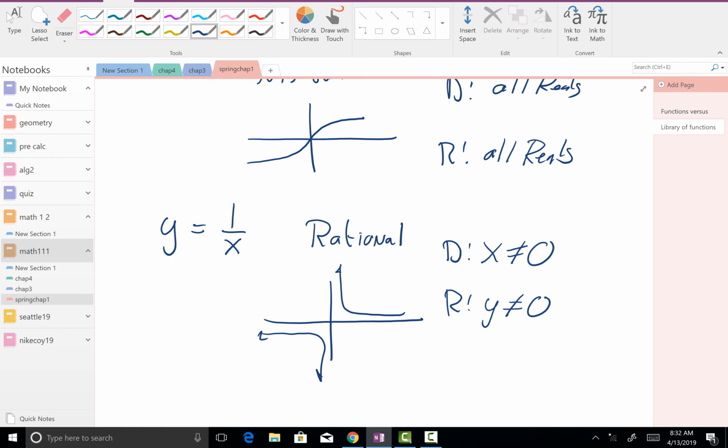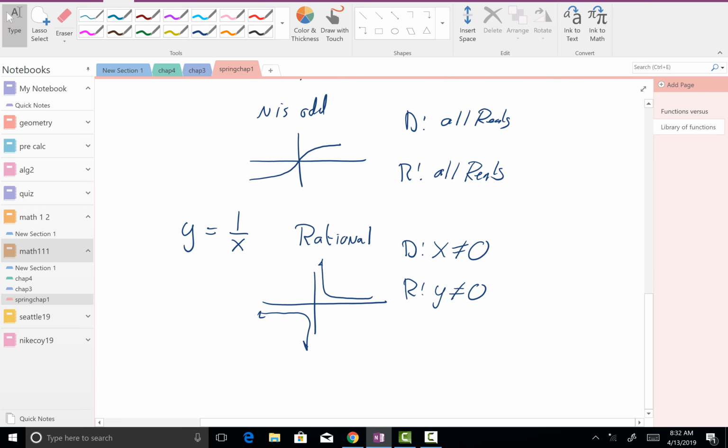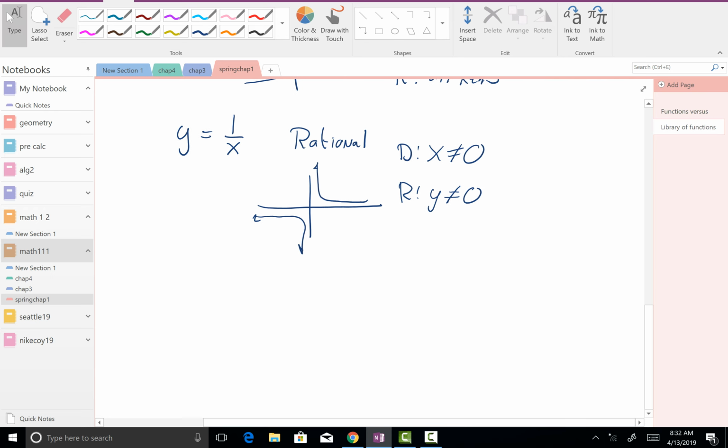All right, so let's see. Powers. Rationals, which were really just underneath the powers. They called them roots. And I'm just going to go through the ones that have absolute value.